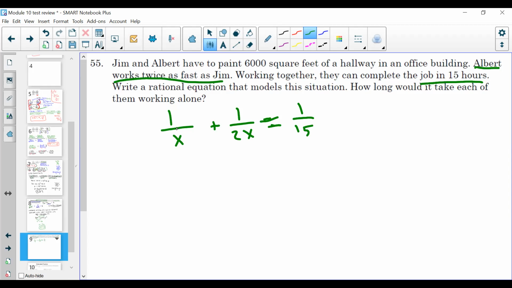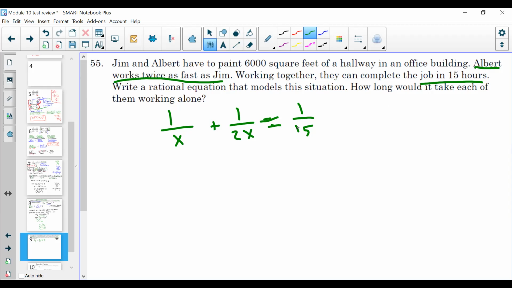So this 1 over x is telling me Jim can complete one job in x time. This 1 over 2x tells me Albert can finish one job in 2x, or twice as fast as Jim. And they both can finish that same one job in 15 hours. So that's how I can figure out what my x is going to be, because I want to figure out how long it would take them to do it each individually.